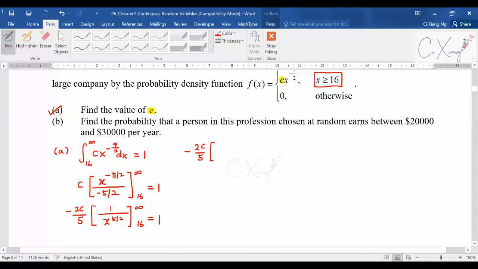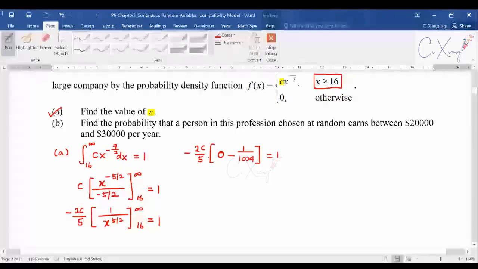Okay, when you put infinity into the x, 1 divided by infinity, of course, you'll get the value 0. Or it is very close to 0, so usually we'll treat it as 0. And then minus, substitute the 16 into the x, you'll get the value 1 over 1024. Okay, and then it equals 1.